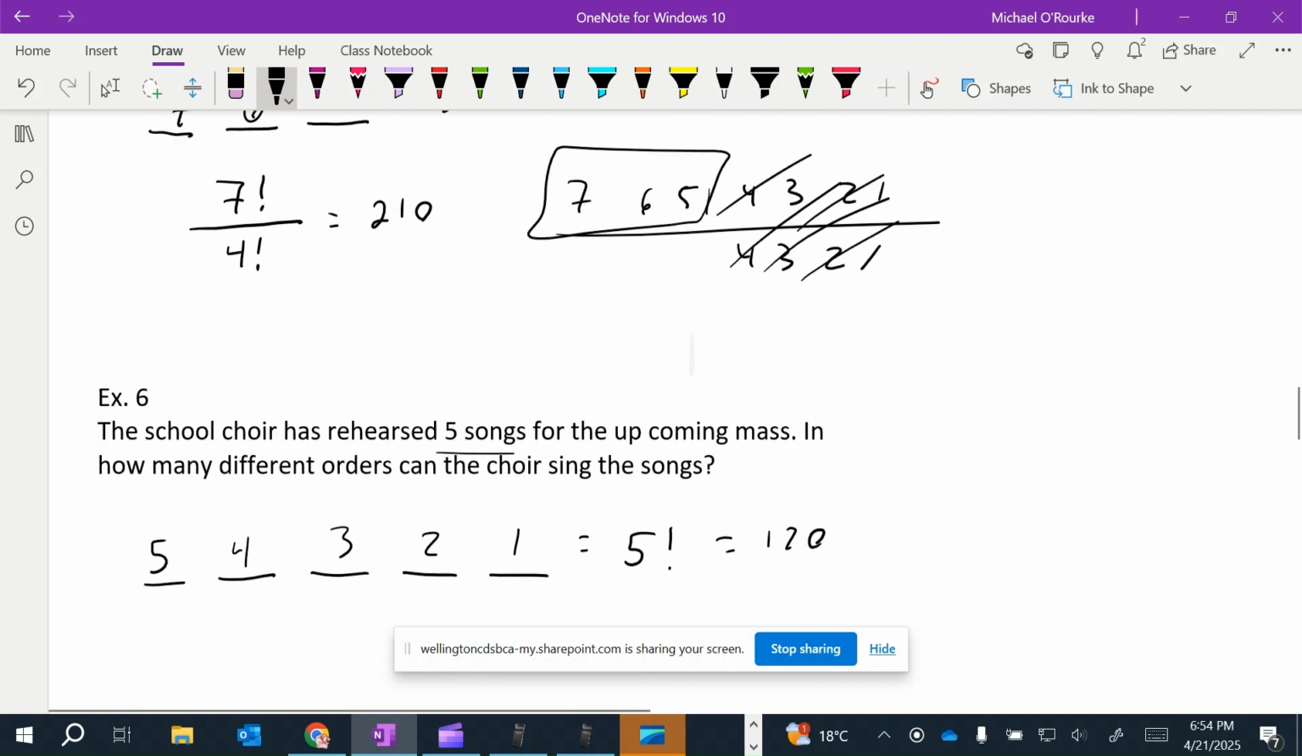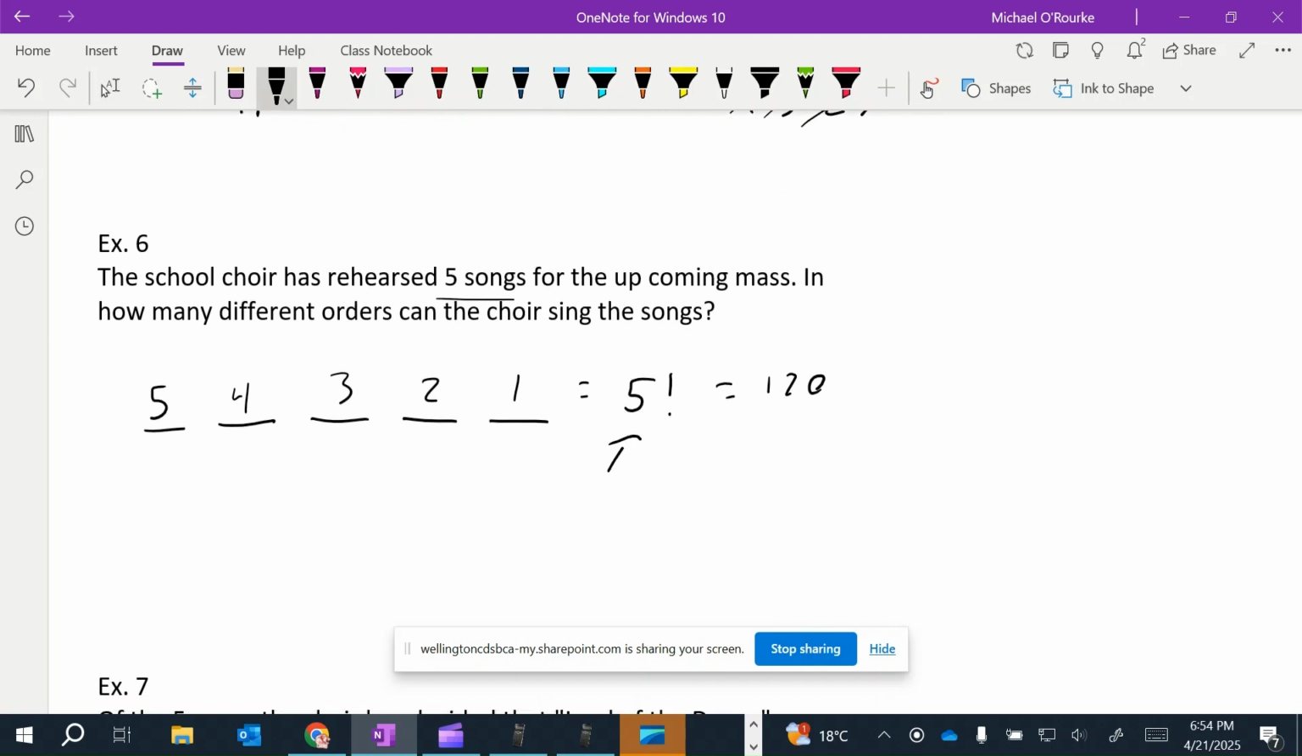Now, hypothetically, if you can answer in factorial notation, your communication mark would go up. Right? That'd be like a 4+ level if you go all the way through. This is not a wrong answer. This is still a correct answer.